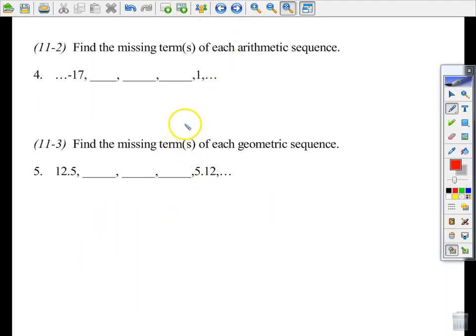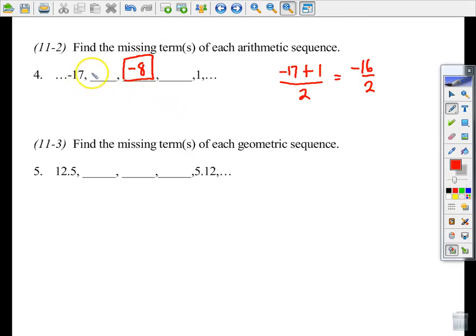Number 4 involves arithmetic mean. We have an arithmetic sequence. The first thing I'm going to do is target the term that goes in the very middle. Arithmetic mean says I take the term on the left, negative 17, add the term on the right, 1, and then divide by 2. So negative 16 divided by 2 is negative 8.